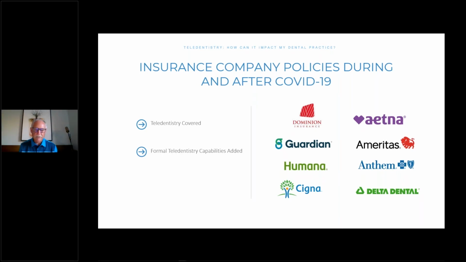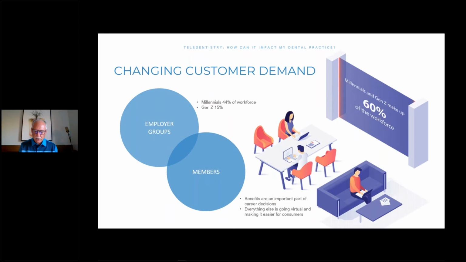Next slide, please. So the question ends up being: why? Why would carriers cover this and do this? And I think there's two reasons, which will be a little detailed. Why number one is look at who's paying the bills. You start with the employer groups, and you have to look at today's workforce.